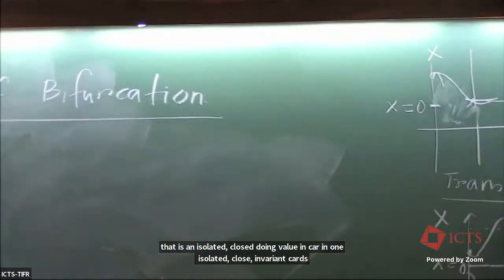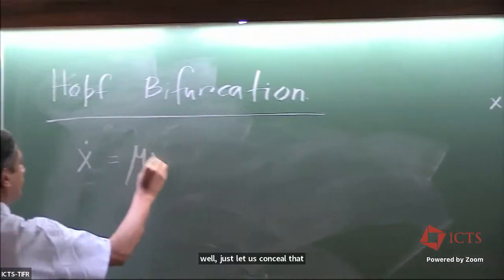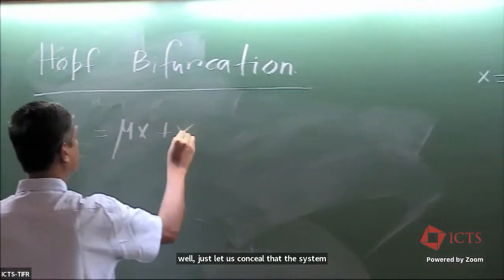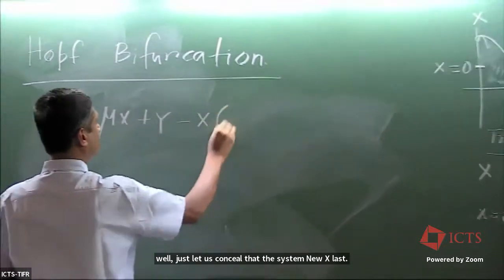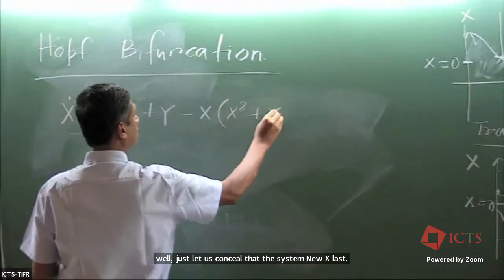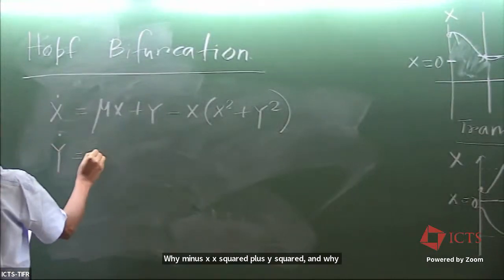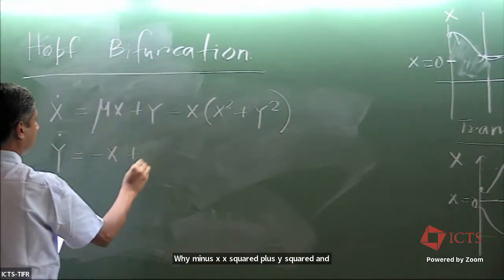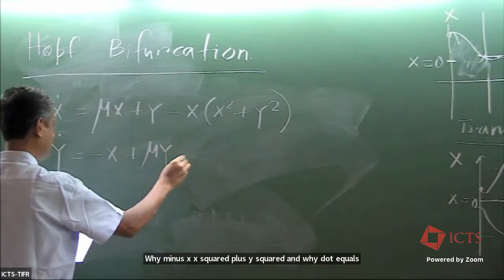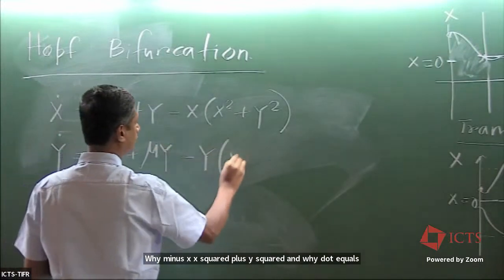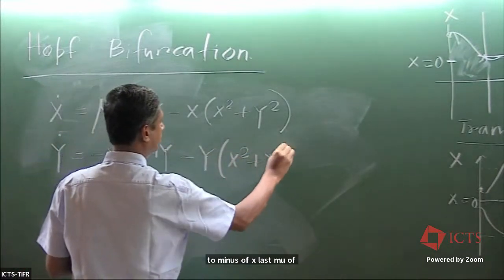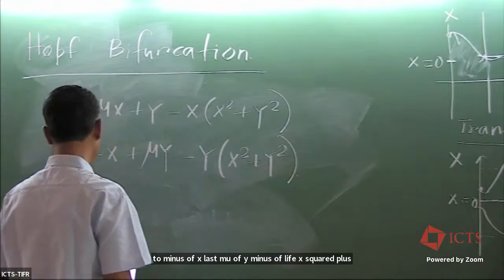Now just let us consider this system: x dot equals mu x plus y minus x times x square plus y square, and y dot equals minus x plus mu y minus y times x square plus y square.